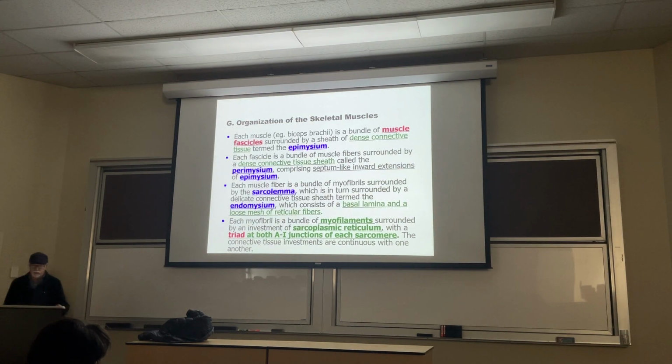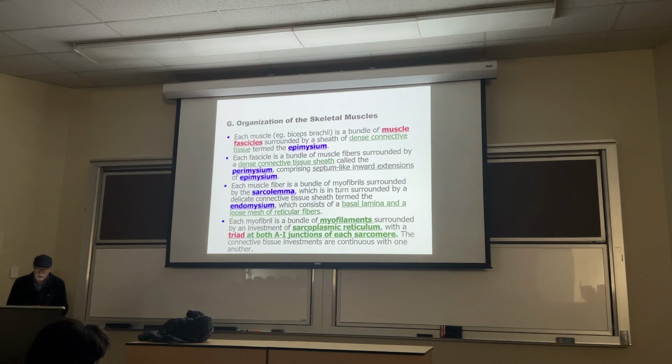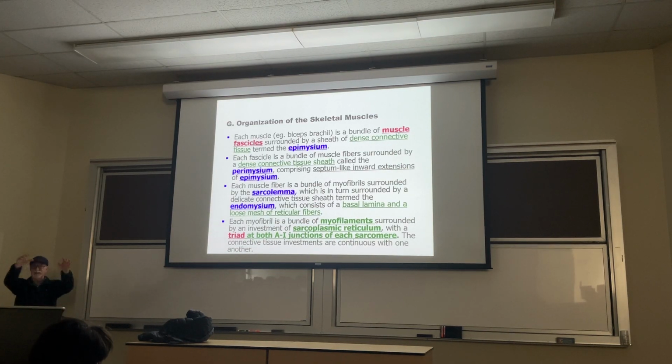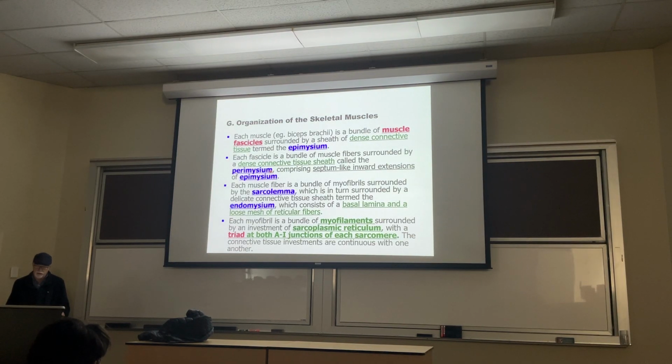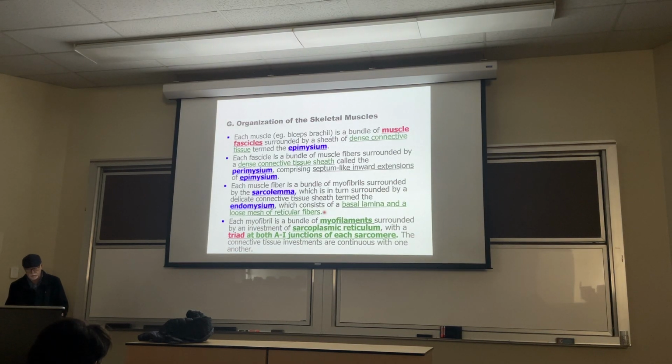We briefly mentioned that skeletal muscles have connective tissue associated with them. The connective tissue that's around an entire muscle, like the biceps brachii, for instance, is called the epimysium. We have bundles of muscle fibers called fascicles, and each fascicle is surrounded by connective tissue called perimysium. And then around each individual muscle fiber, we have connective tissue called endomysium.